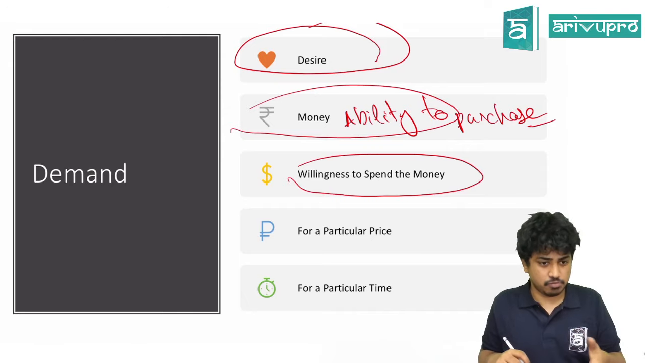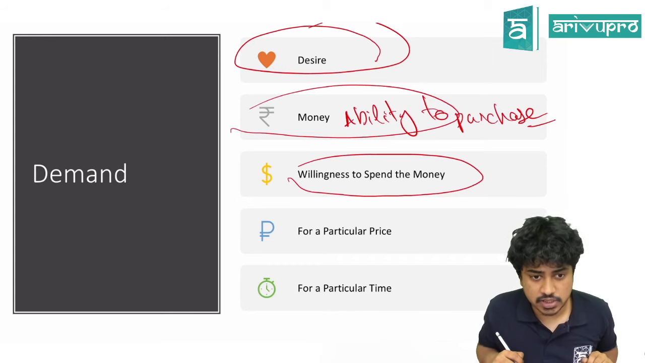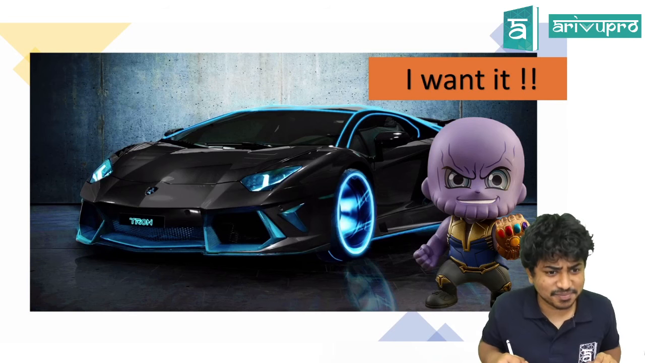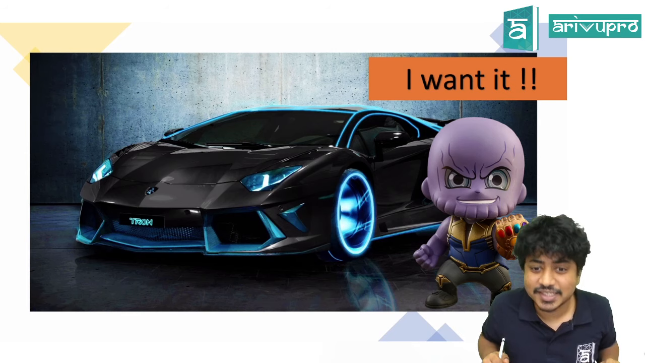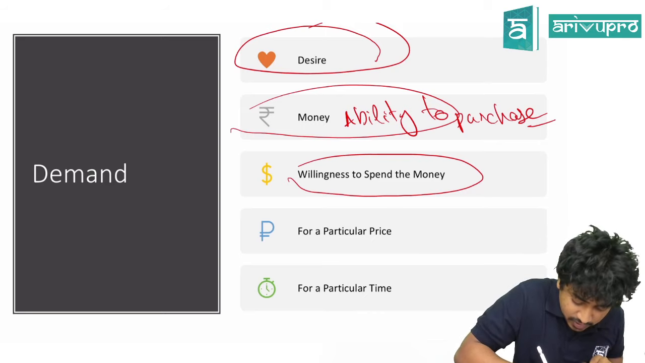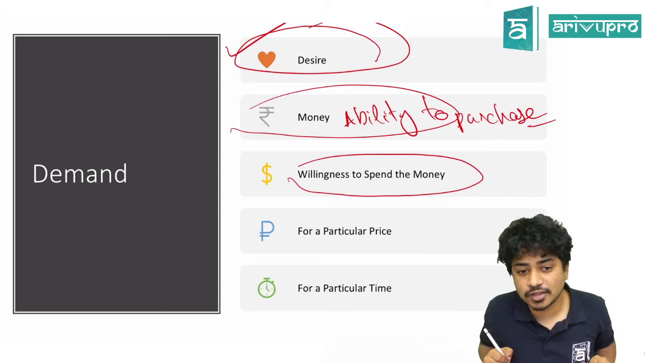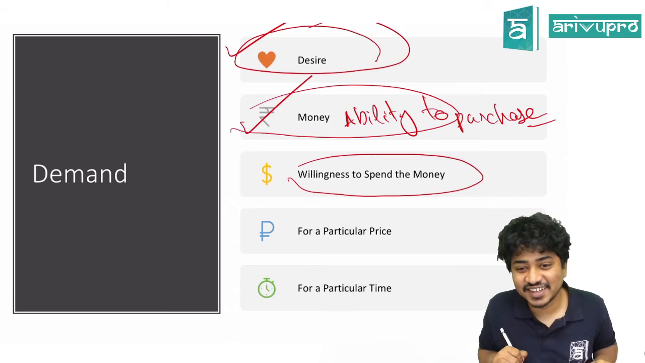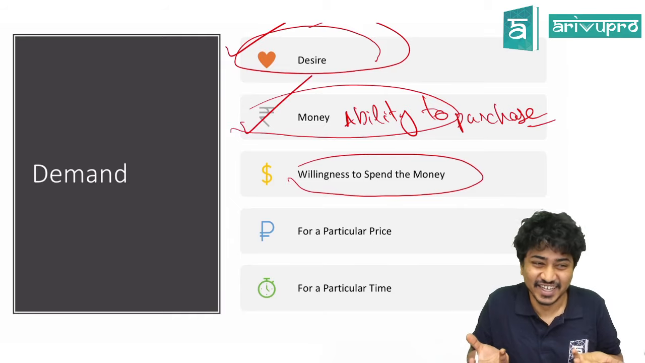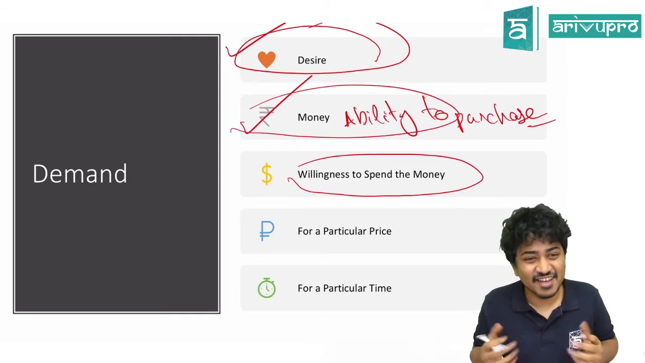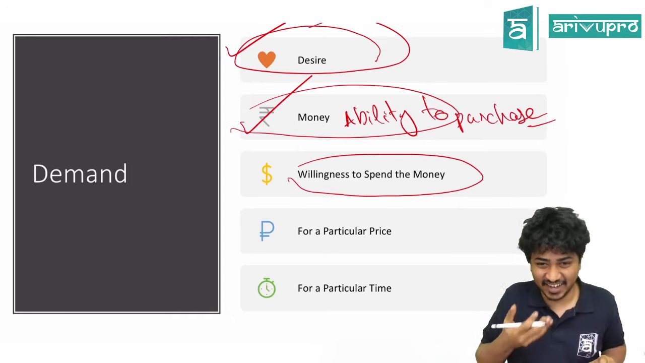Now we'll give examples and through that we'll try to understand this. Say I want to buy this car. I like this car, I want it. Nice car. How much will it cost? 2 crores. Let's take me as an example. Do I have the desire to buy the car? Yes. Do I have the means to buy this car? Surely I don't. I don't have that much money. If I had, I would be driving it now.